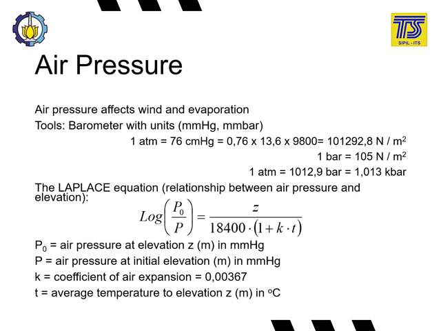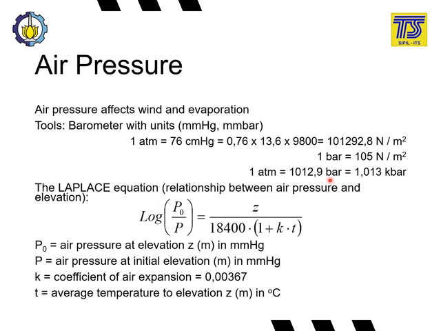And then the next one is air pressure. Air pressure affects wind and evaporation. Usually it is measured by a barometer with units of millimeter mercury or millibar. And if you want to convert the units, you can do so by using these numbers.